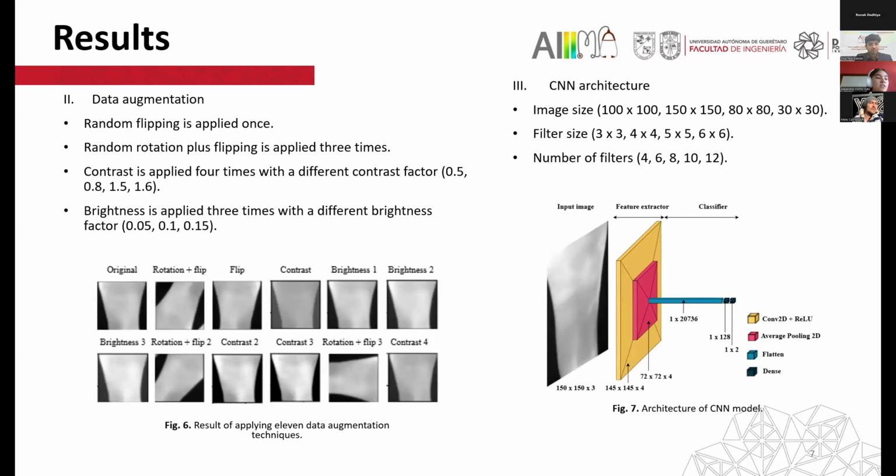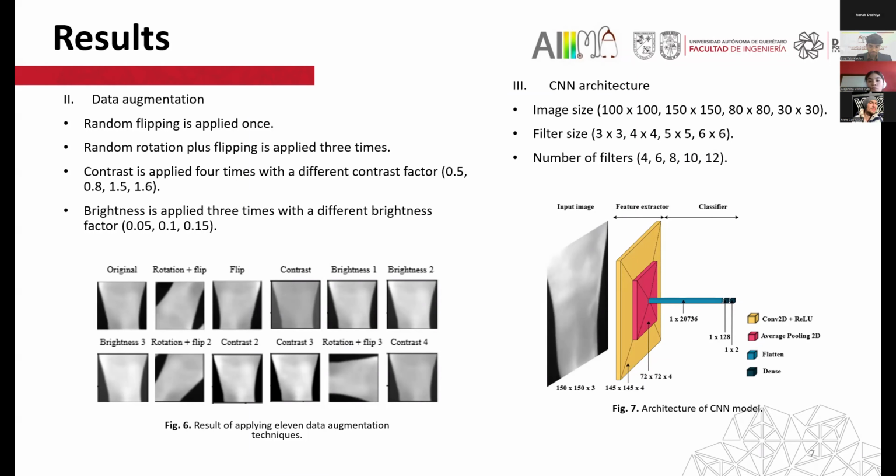For our data augmentation, the new dataset consisted of the original images plus 11 data augmentation techniques. We used random flipping, random rotation 3 times, change of contrast, which was applied 4 times, and change of brightness, which was applied 3 times.